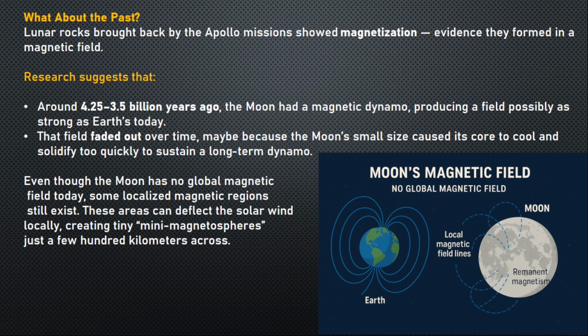But even though the moon has no global magnetic field today, there are some localized magnetic regions around it. These areas can deflect the solar wind locally, creating a tiny mini magnetosphere just a few hundred kilometers across. So you can see it has a local field, but does not have a global magnetic field.